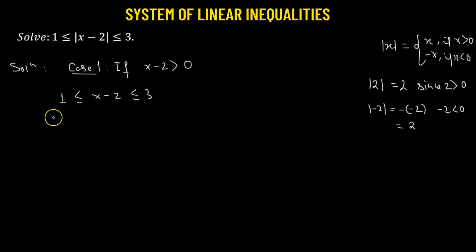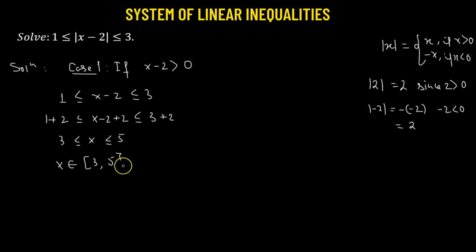Now we'll solve this. We'll add 2 throughout the inequality. So we have x minus 2 plus 2 less than or equal to 3 plus 2, so we have 3 less than or equal to x less than or equal to 5. So here we have one solution, which says that x must lie between 3 and 5. If we want to express it in interval form, we have x lying between 3 and 5. Now let's talk about the second case.